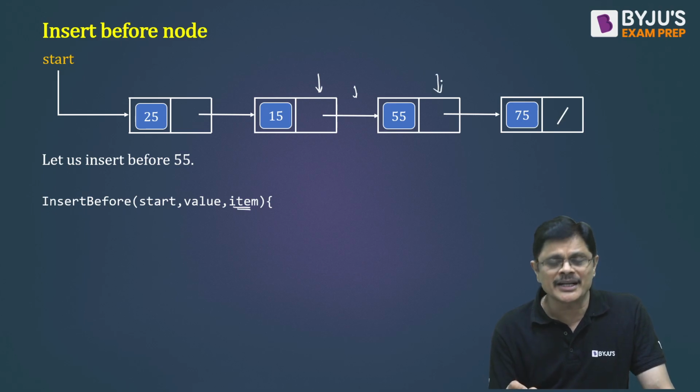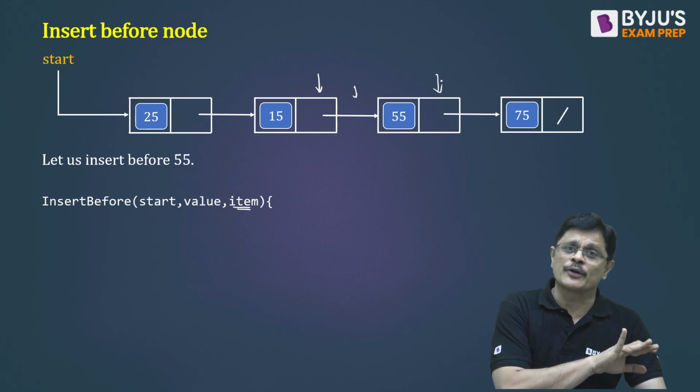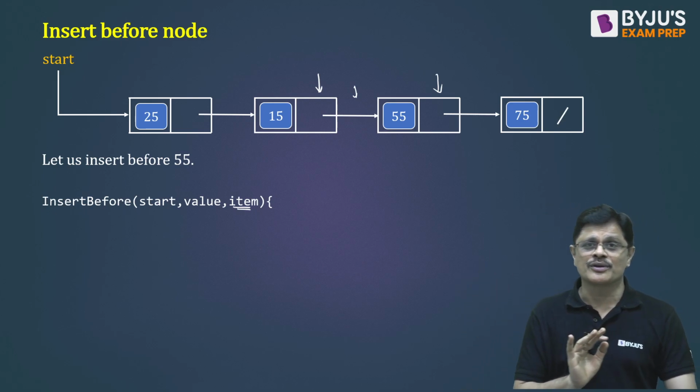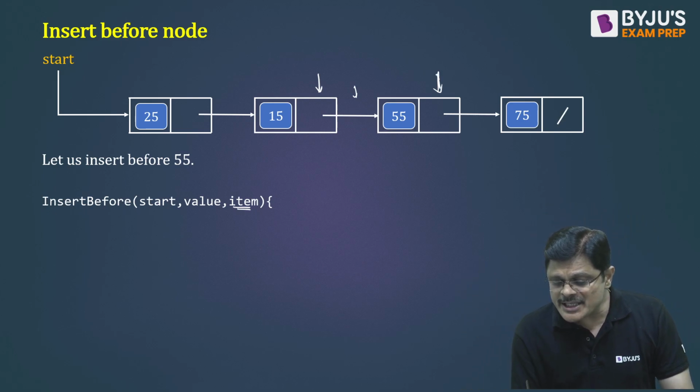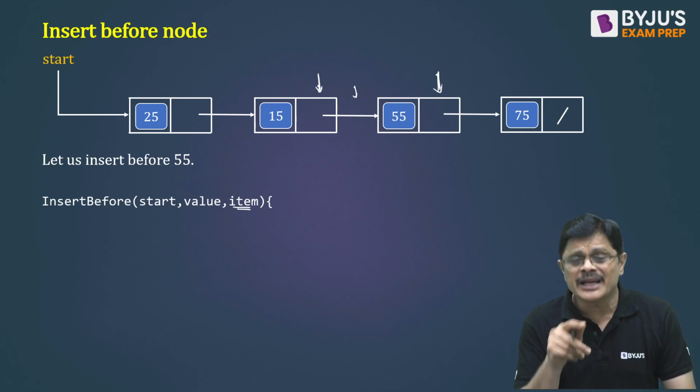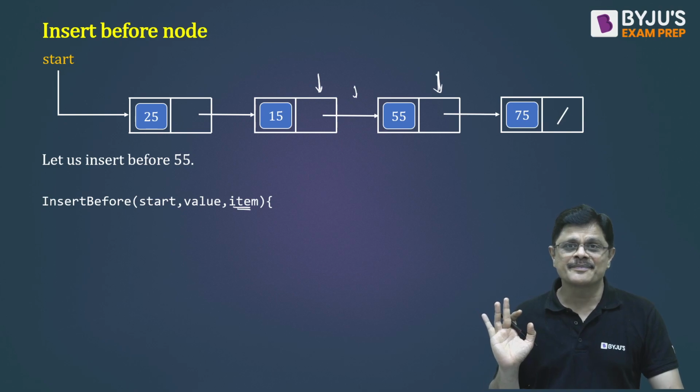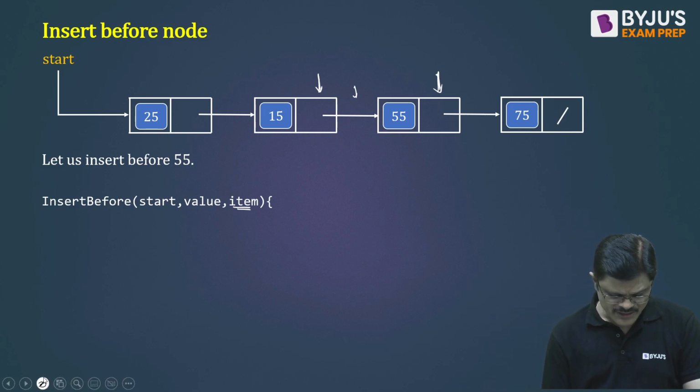If you have a pointer to this node, you cannot insert before it, because you have a pointer to the next node, not a pointer to the previous node. So you cannot reach P here. You have to reach your P up to 15. Then you can insert the new node there, my dear friends. Hope you understand. So let us see the process.